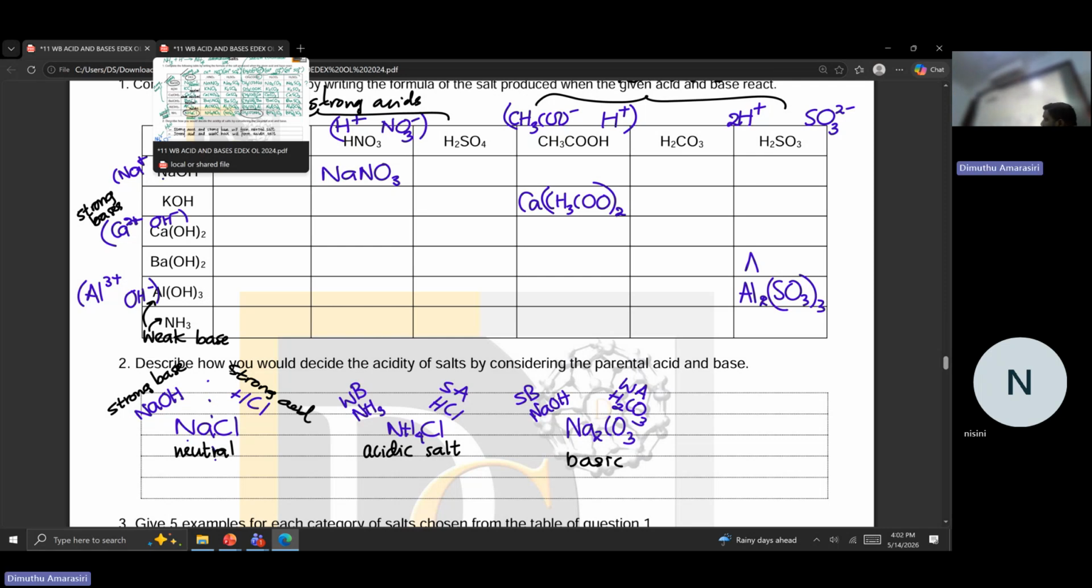Nisini, tell me this one, barium chloride. Neutral. Why? Because barium hydroxide is a strong base, and HCl is a strong acid.